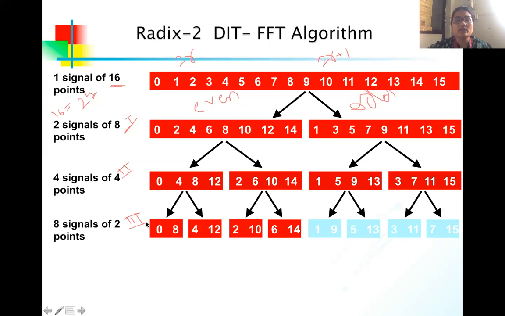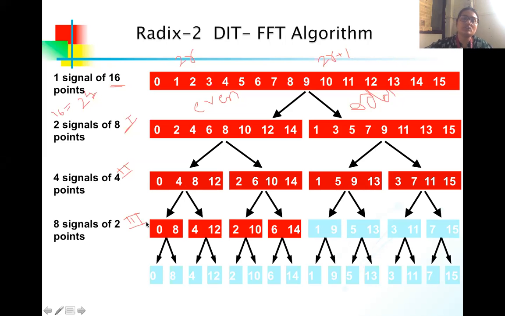Finally, at the fourth stage of computation, those values are divided into single point computations. So these n point values are now converted into single point values. In this way, the input is being shuffled. Now we will see the actual graphical representation of the DIT FFT algorithm in the further slides.